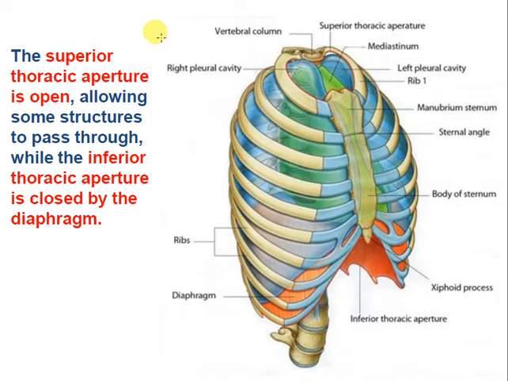So the superior thoracic aperture is open, allowing some structures to pass through, while the inferior thoracic aperture is closed by the diaphragm. However, this closing of the inferior thoracic aperture does not prevent passage of some structures such as the esophagus and vagus nerve from the thorax passing down to the abdomen. So it is closed, but the esophagus and the vagus nerve pass through the diaphragm. The superior thoracic aperture is open and allows the passage of some structures such as the blood vessels coming from the heart, which is present in the thoracic region, going out to other parts like the upper limb or to the head and neck.